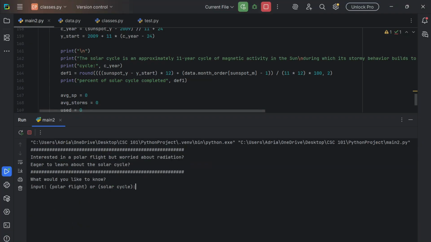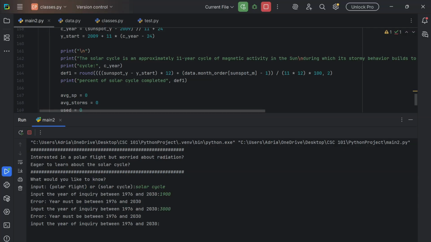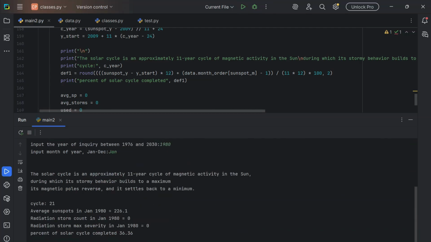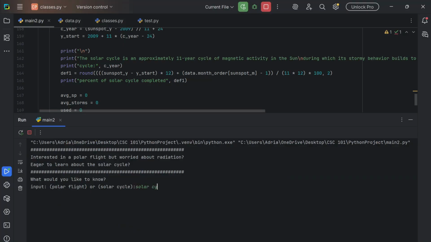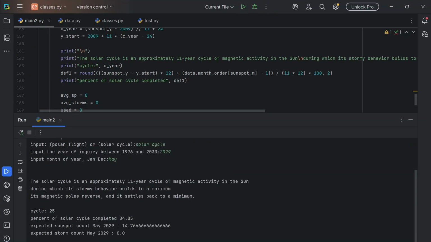Starting over again, if you want to learn about the solar cycle, it wants the year within that range. Say again, 1900, and then 3000. Let's do 1980, Jan. And then it gives us a little bit of information, followed by the cycle, average sunspots, radiation, max severity, and percent of solar cycle. But we can also do solar cycle with 2029 and then May. And this is our prediction.